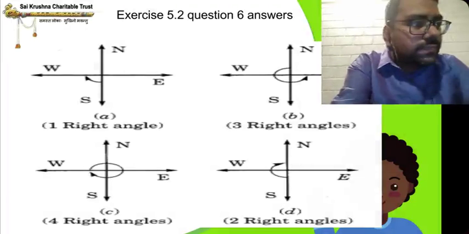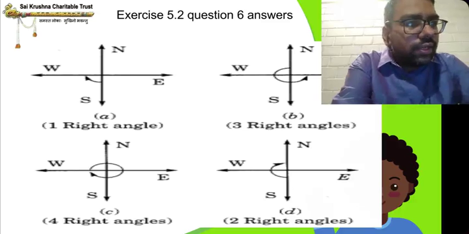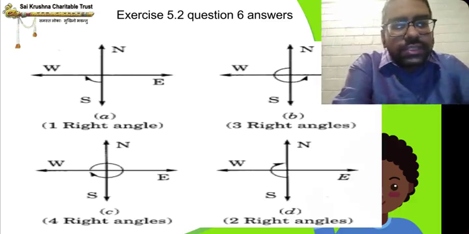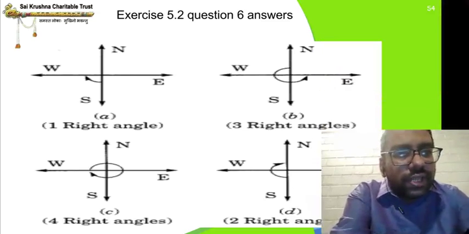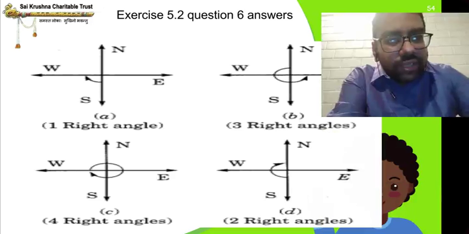Question 6. Okay. So when you are facing north, you have to turn to west, clockwise direction. 1 right angle you have to turn. North and turn anti-clockwise to east. When you are facing north, you have to turn anti-clockwise direction. North to west, 1 right angle. West to south, south to east. So 3 right angles.